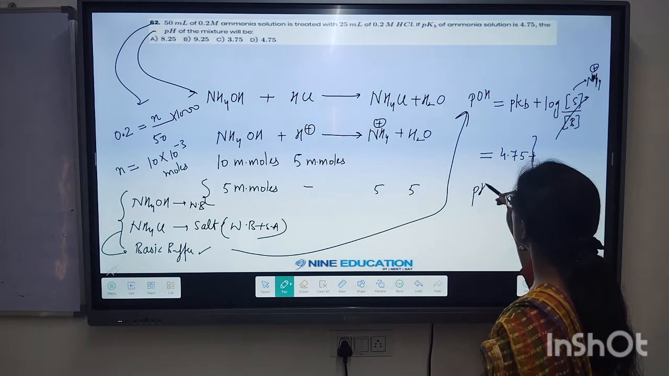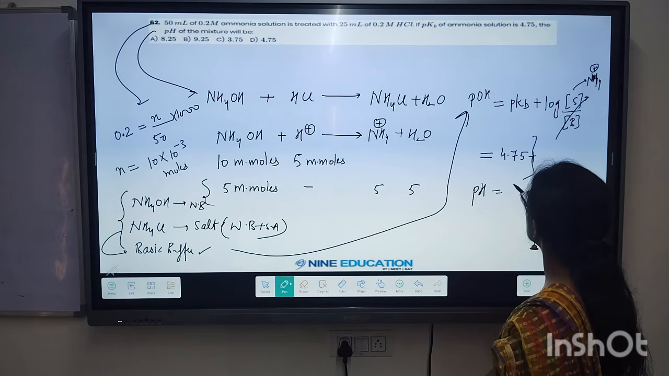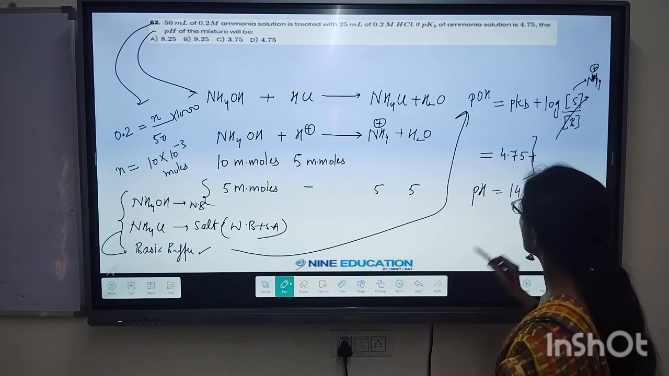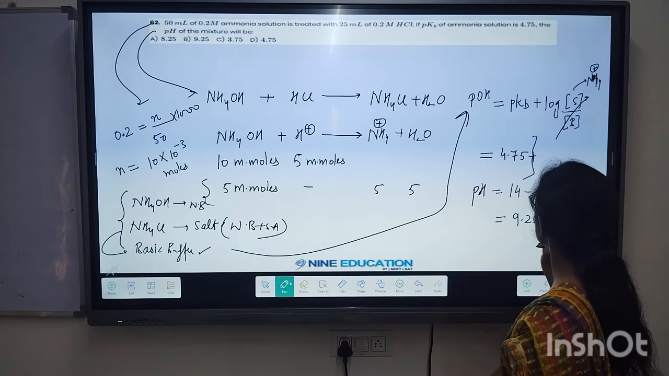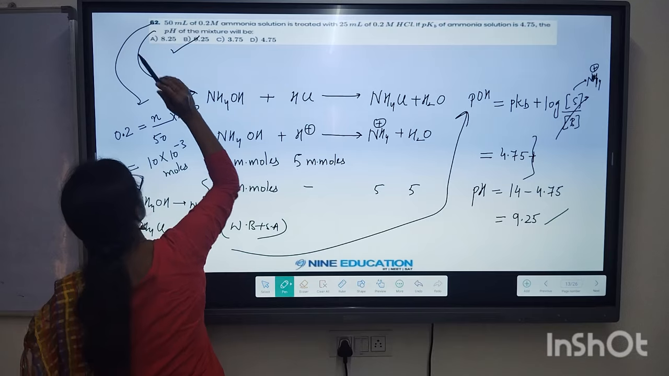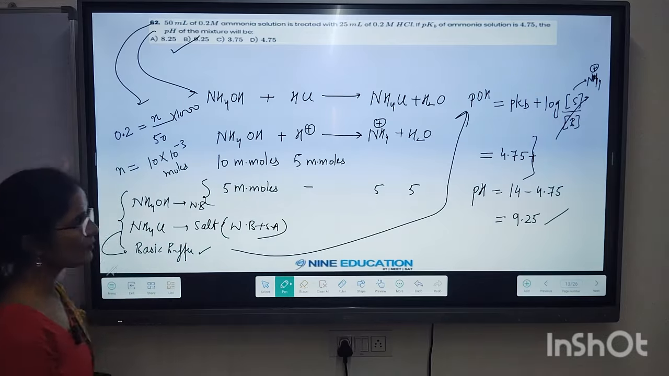So pH of the mixture will be simply what? It will be simply 14 minus 4.75, so it will be coming what? It will be coming 9.25 only, 9.25. So what will be the correct option? Correct option here will be B.